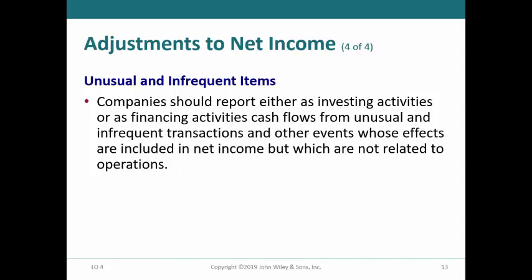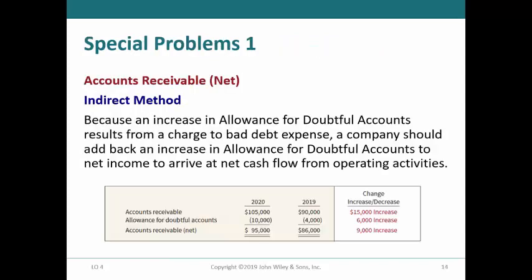An example would be if the company reported a gain on condemnation of land. This gain would be included in the computation of net income, but it would need to be subtracted in the cash flow statement and the entire proceeds reported in the investing section of the statement of cash flows.